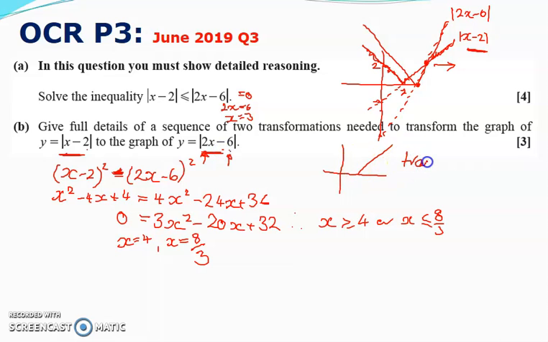I reckon that's a translation by 4, 0. I move it 4 across. And then I make it steeper by doing that 2. That will effectively be a stretch. It's in the bracket, so it's the wrong way around. Stretch parallel to the x-axis.